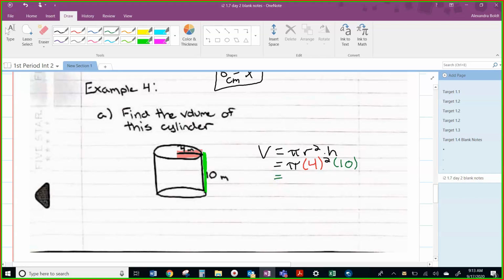Again, we're just typing our 4 squared times 10 in our calculator. We get 4 squared is 16 times 10 is 160. I believe we get 160 pi meters cubed. Okay, so that's just going back to what we did yesterday. Simply solving for our volume. So this is just part A of the question.